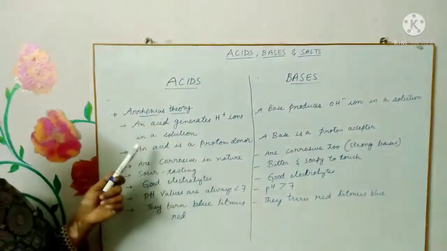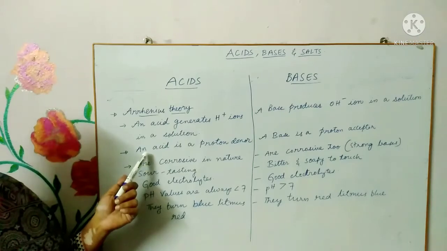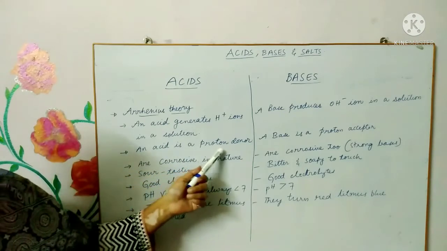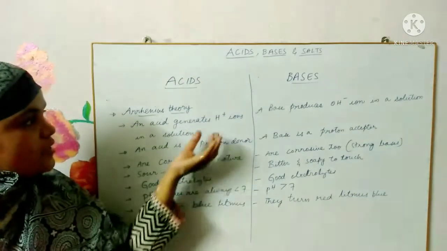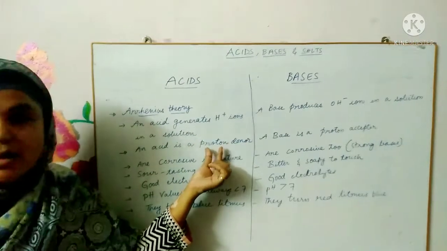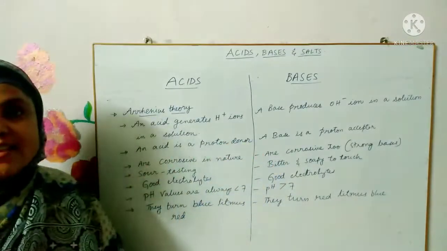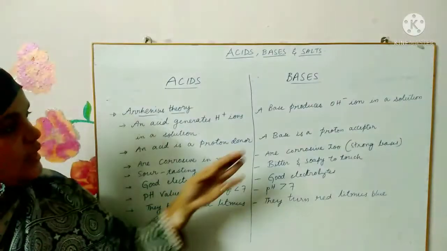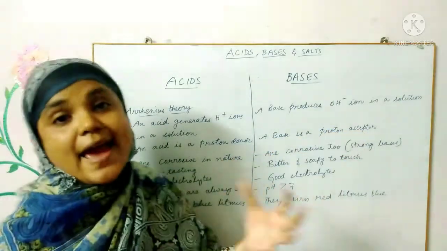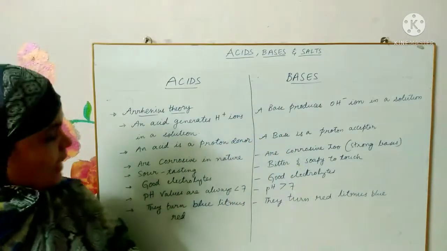Now there are two other theories. One is the Lowry-Bronsted theory, in which an acid is a proton donor. What is H plus? It's nothing but a proton, a positively charged entity. An acid is a proton donor according to this theory, and a base is a proton acceptor according to the Bronsted-Lowry theory.